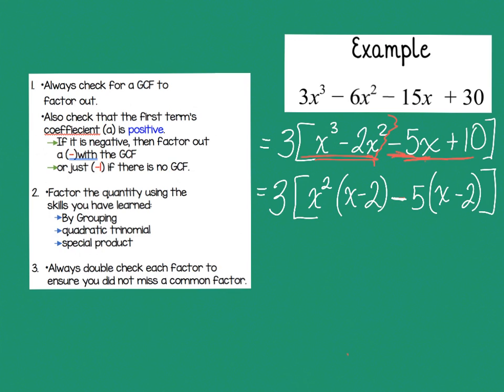All right, finally, factor by grouping, we look at these 2 terms, and they have in common a binomial, x, quantity x minus 2. So we bring down the 3, and then that would be times the quantity x minus 2 times the quantity x squared minus 5.